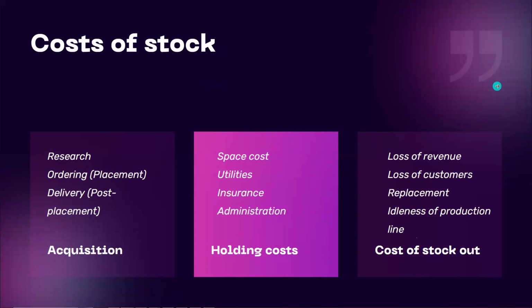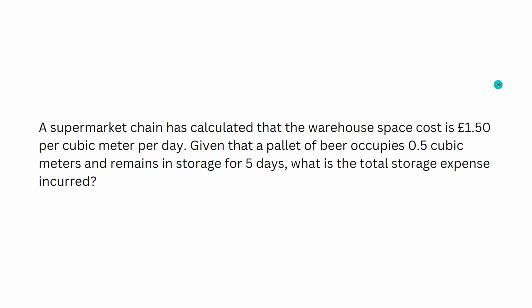Here, I have a question for you. Okay, so it's a question about the calculation of the holding cost. All right, so the space cost is 1.5 British pounds per cubic meter per day. So what would be the cost of holding a pallet of beer that occupies 0.5 cubic meter and remains in storage for 5 days? All right, it's your time to calculate and type down your answer in the chat. Let's try it.